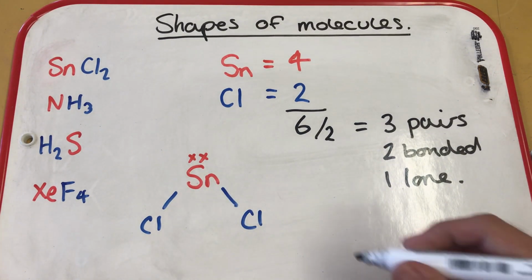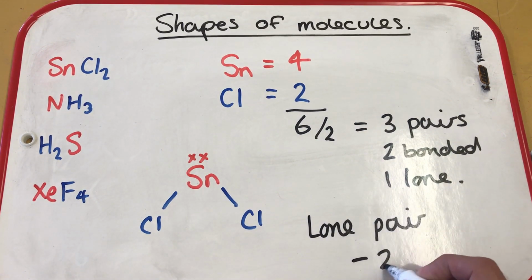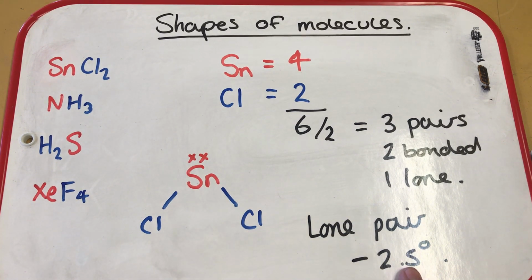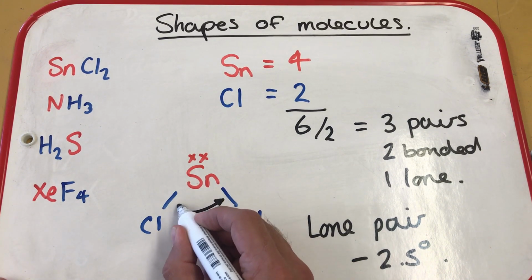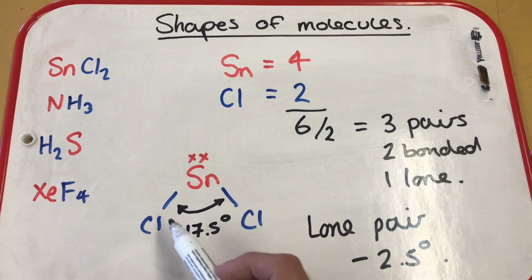Now for a lone pair, what you need to do is take away 2.5 degrees per lone pair. So for this example, if we compare it back to a trigonal planar molecule, we would need to look back at 120 degree bond angles and take away 2.5 degrees. That leaves us with a bond angle here of 117.5 degrees. So the bond angle here is 117.5 degrees.